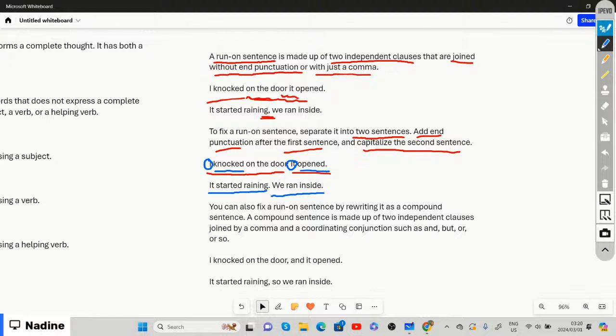For example, I knocked on the door, and it opened. And here we have our coordinating conjunction, which is the comma followed by and. It started raining, so we ran inside. And then we also have a coordinating conjunction, which means that these two sentences are now written as a compound sentence.